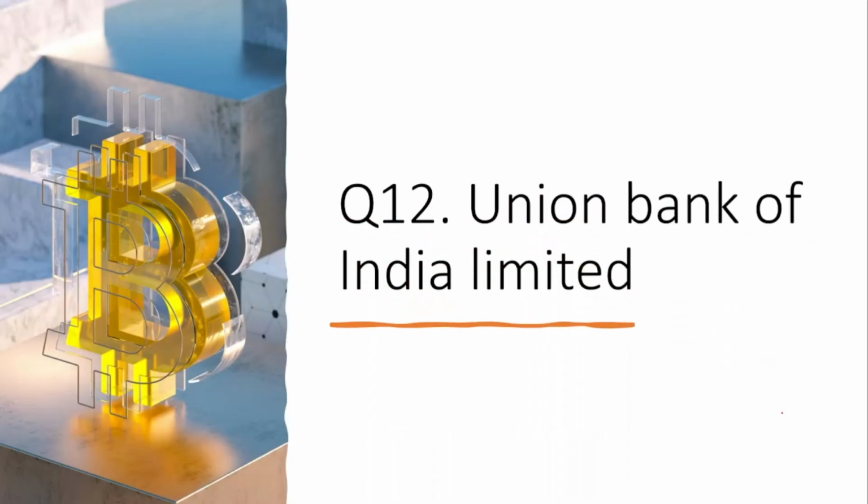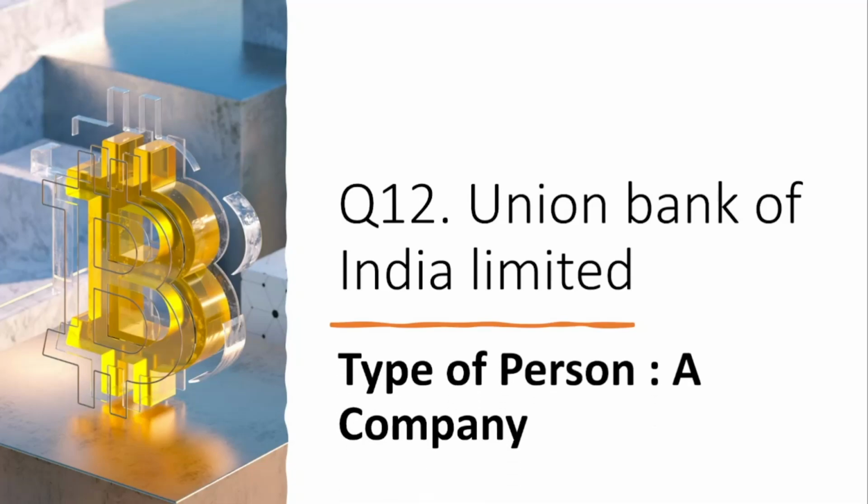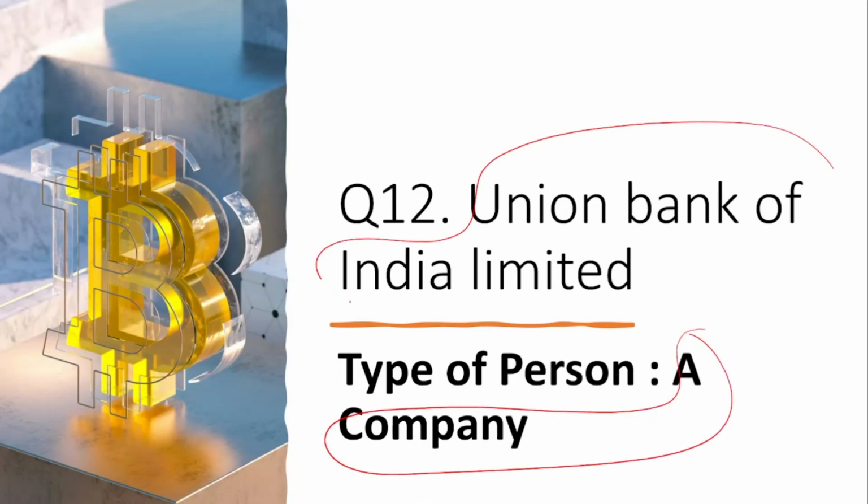Now the last question, Union Bank of India Limited. Let us check the answer. It is a company. It is an artificial person registered under the Companies Act, before it was 1956, now it is 2013.